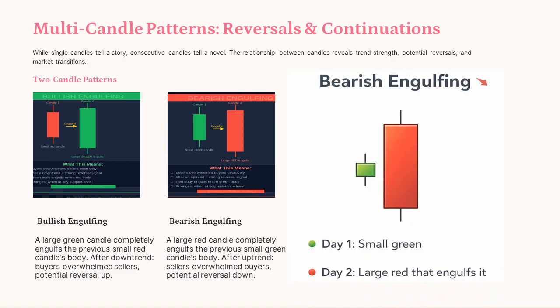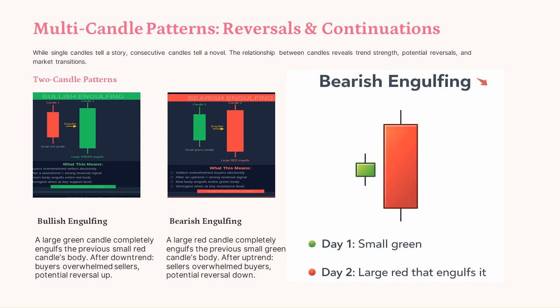Bearish engulfing. The bearish engulfing pattern is the exact opposite. It forms in an uptrend. The first candle is a small green candle. Bulls are in control. The second candle is a large red candle that completely engulfs the body of the first candle. The psychology: bulls were driving price higher, but then bears stepped in with overwhelming force. The large red candle shows that sellers have taken complete control.